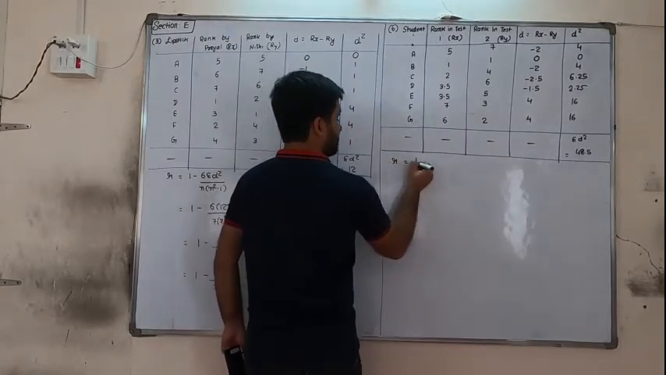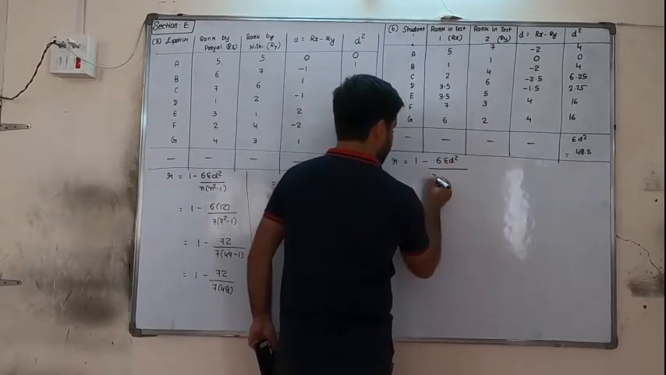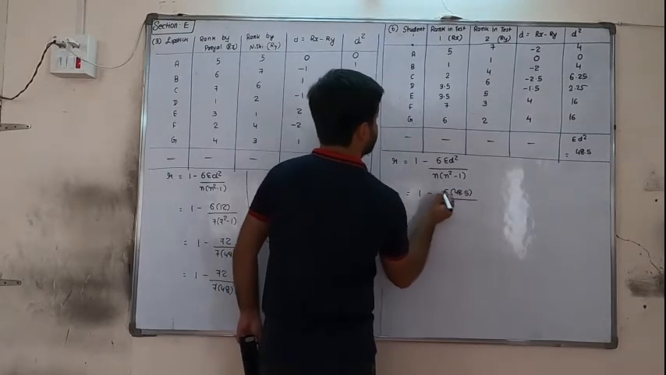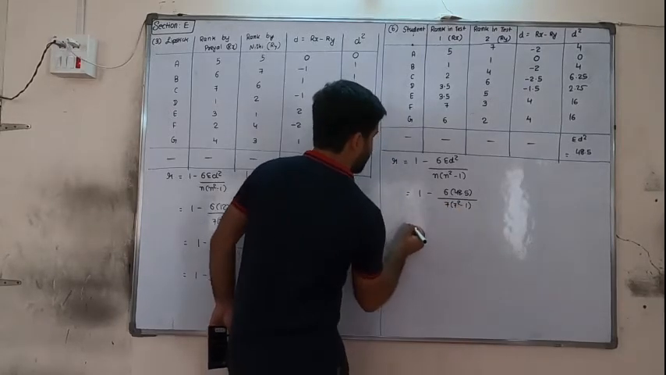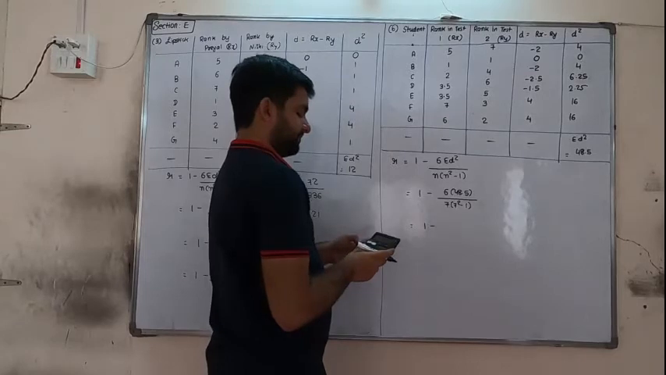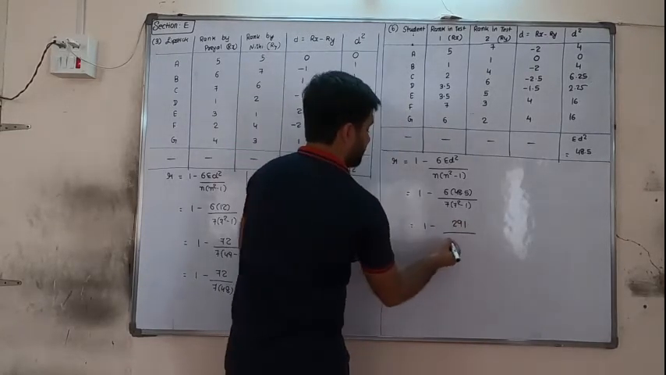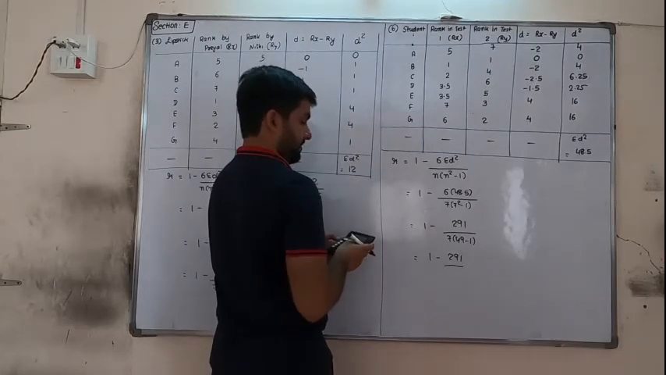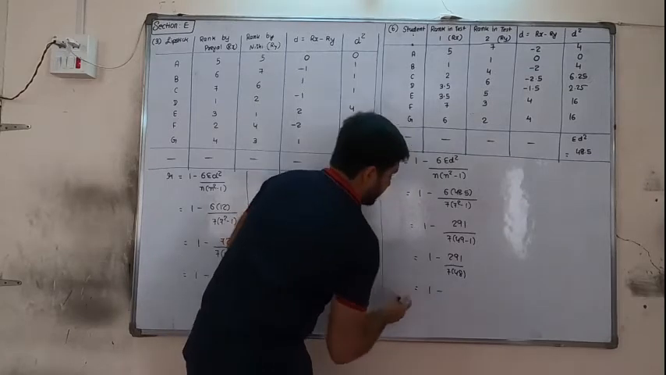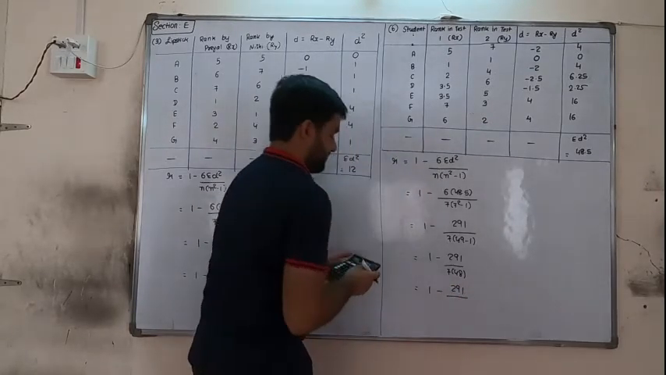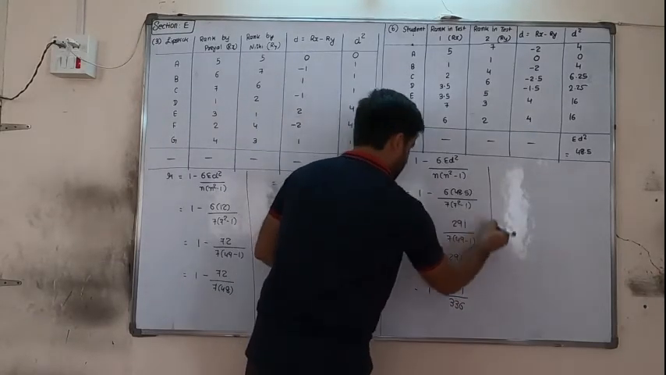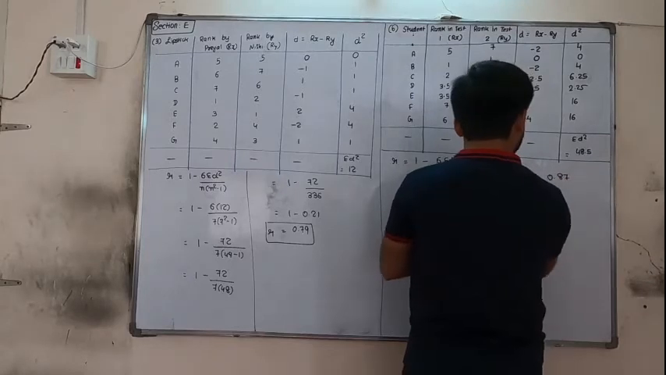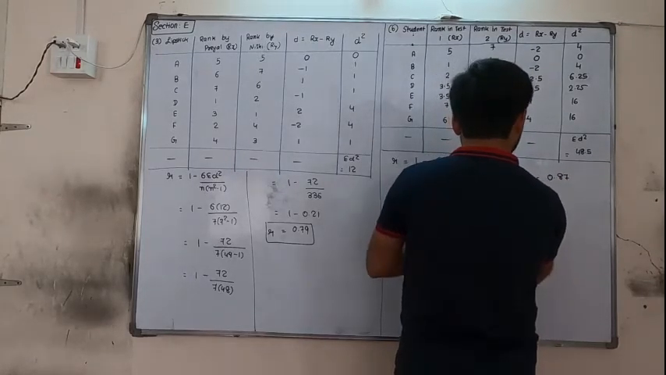R is equal to 1 minus 6 sigma d square upon n in bracket n square minus 1. 1 minus 6 into 48.5 upon 7 in bracket 7 square minus 1. 6 into 48.5 is 291, divided by 7 in bracket 49 minus 1. 1 minus 291 divided by 48 into 7, which is 336. 1 minus 291 divided by 336 is 0.866, so 0.87. 1 minus 0.87 is 0.13.